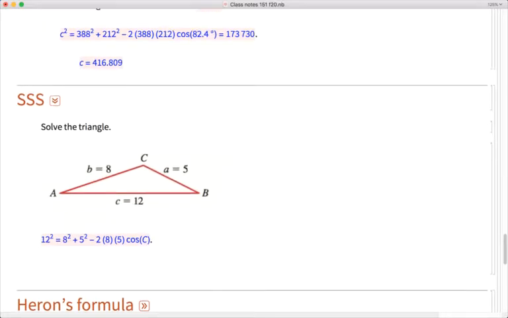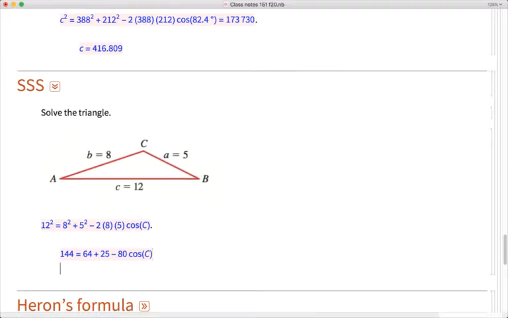Okay, so we'll try to solve that for cosine C. I'm going to try to do some of these out here. 144 equals 64 plus 25, no, I'm sorry, this is minus 40 minus 80 cosine C. And now I'll just try to get some help from my calculator. I need to subtract 64 and 25 to the other side. This would be minus 80 cosine C.